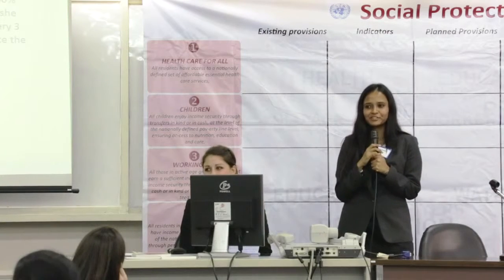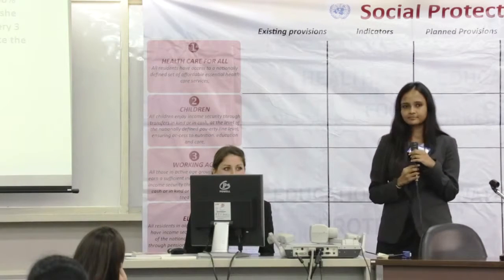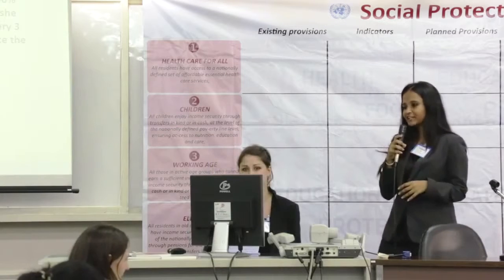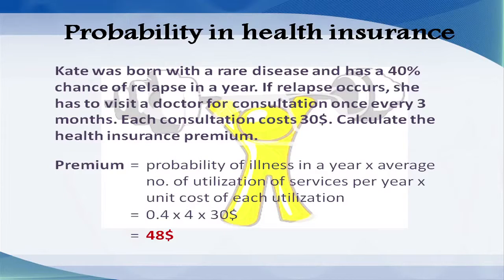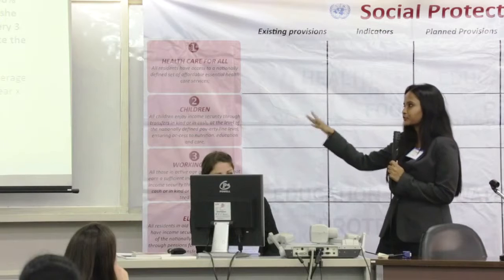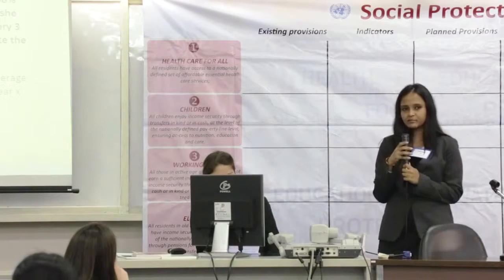Can you just say the formula, or what you think should be the formula for premium? Okay, we have the formula. Yes. So we have the probability of illness, which is 40% or 0.4, and the number of times Kate utilizes the services, or visits the doctor, in a year, which is 4 times. And the cost of every visit to the doctor is $30. So it's just 0.4 times 4 times $30. This is a very simplistic way of seeing how a health insurance premium is calculated.